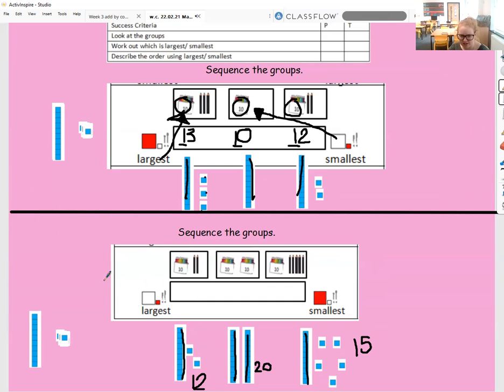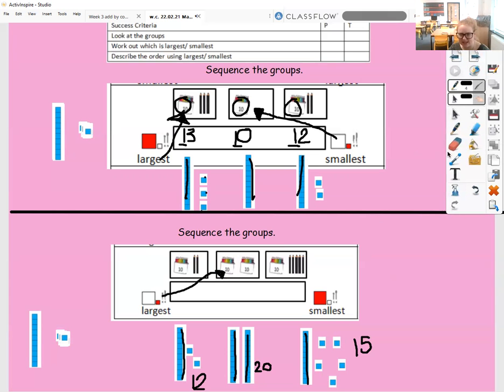We look at 10s first. Well, I know that 2 10s is larger than 1 10. So this is the largest amount because it has more 10s than the other ones. We don't need to look at the ones yet because I can see that 2 10s is always going to be more than any number that only has 1 10.